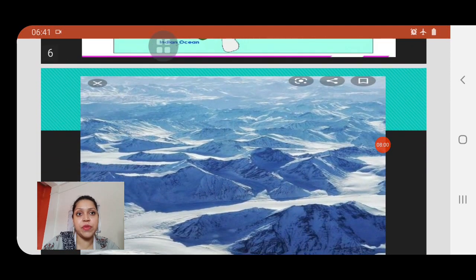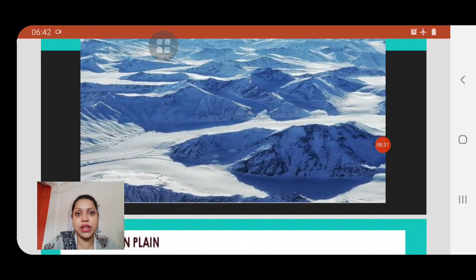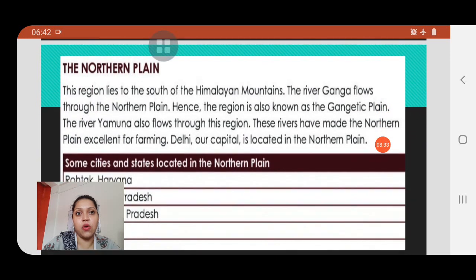I want to show a picture, children, of the mountain ranges. Can you see, children? These are the mountain ranges of the Himalayas, and you can see this is just like a wall. Mountain ranges like these are present between India and Pakistan. Here you can see it's covered with snow, the peaks are very high, the mountain ranges are also very high, and it's like a boundary between 2 countries. So now let's move to the next topic, which is the northern plain.